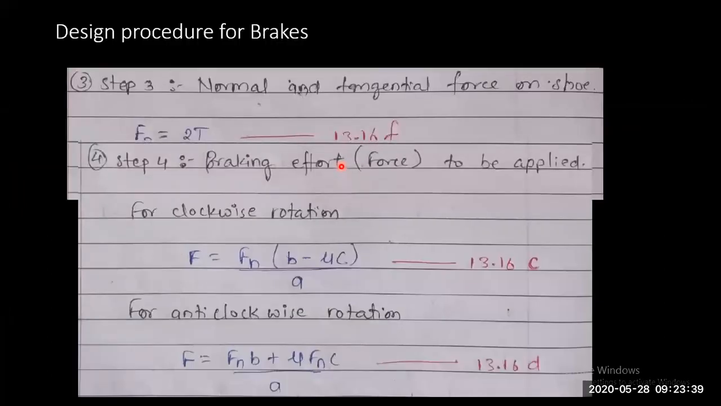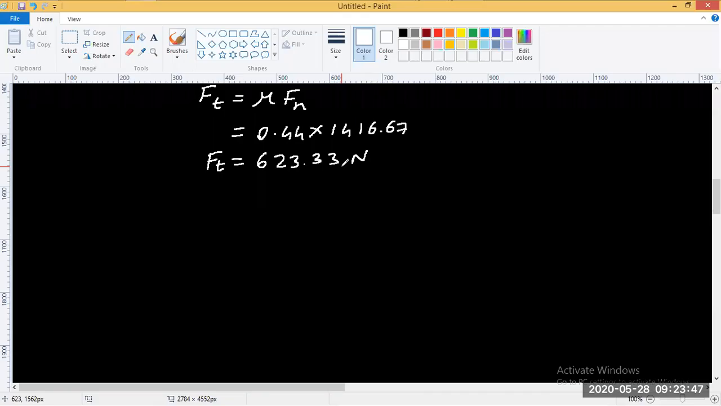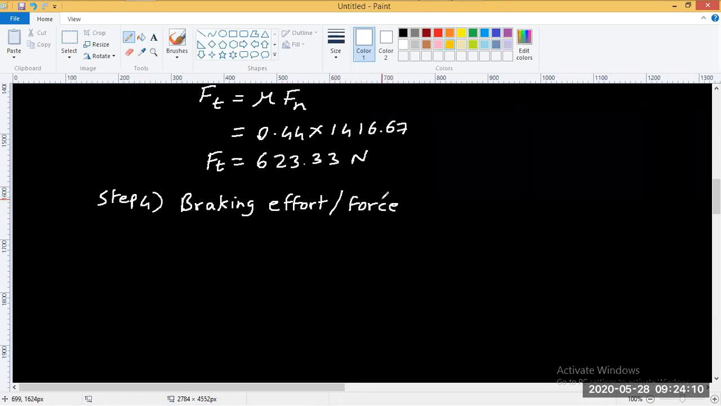Move on to step 4. Step 4 is braking effort, or force, for operating. In the question he has asked for both conditions, that is clockwise and anti-clockwise. So we'll start off with clockwise first.